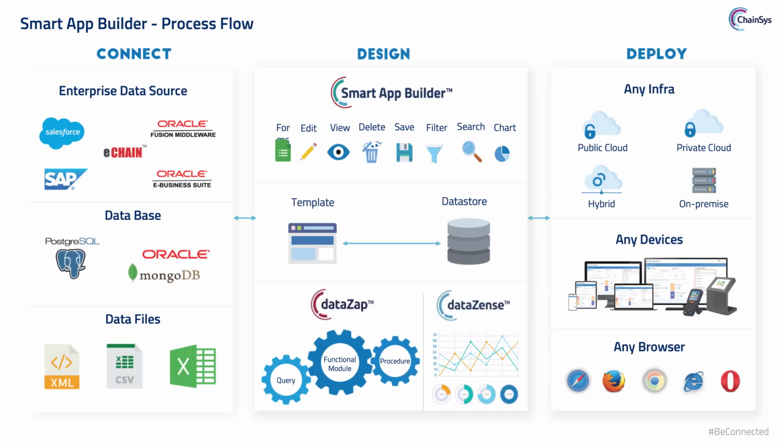Process flow. We can integrate enterprise data sources such as Salesforce, SAP, eChain, Oracle Fusion, Oracle eBusiness Suite, databases such as PostgreSQL, MongoDB, Oracle, and data files such as XML, CSV, Excel into Smart App Builder by using the Data Zap product. In design, Smart App Builder consists of various action buttons and templates. We can also embed the Data Zen product with Smart App Builder. Smart App Builder can be deployed in any infra such as public cloud, private cloud, hybrid, on-premise, and can be used in any devices and browsers.